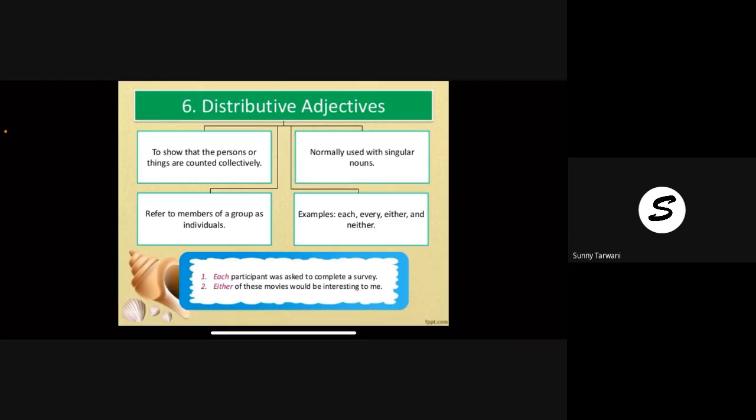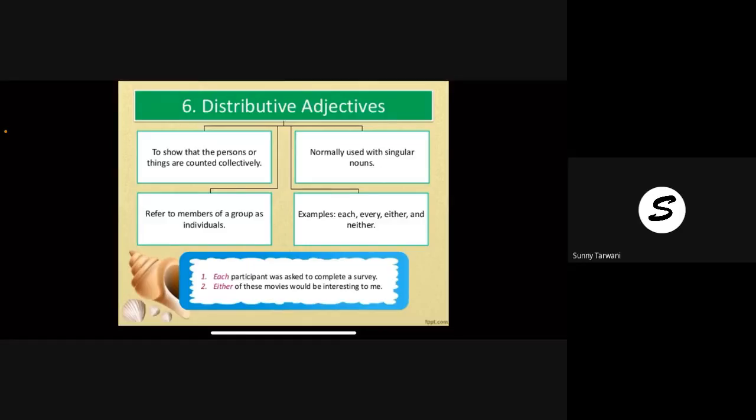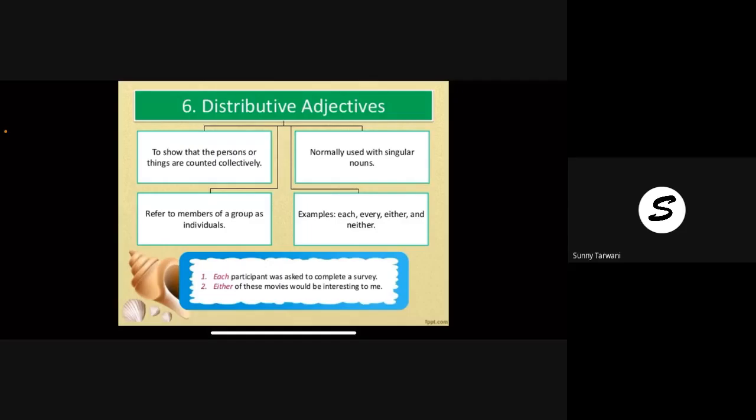When you see a group of people, but you want to point out one person at a time. For example, you all are sitting in the class, and I want to give instructions to all of you, but one student at a time. Each one of you should complete your fair book by tomorrow. So I am talking to the whole class, but I am referring to each and every student at a time. Har ek ki baat kar raha hu main. That is what is a distributive adjective.